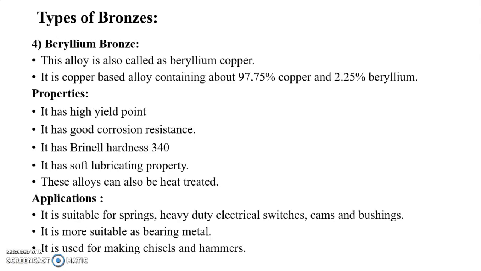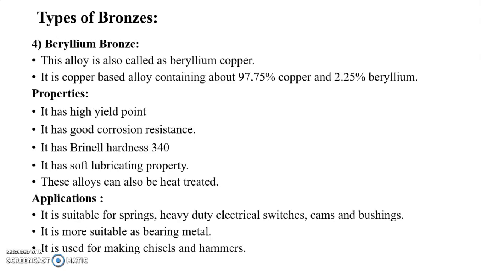Then the fourth type of bronze, that is beryllium bronze. This alloy is also called beryllium copper. It is a copper base alloy containing about 97.75% copper and 2.25% beryllium. There are some properties of beryllium bronze.